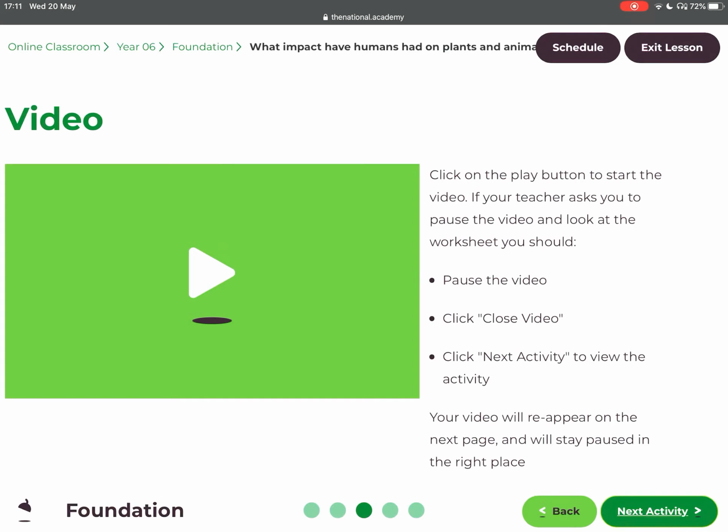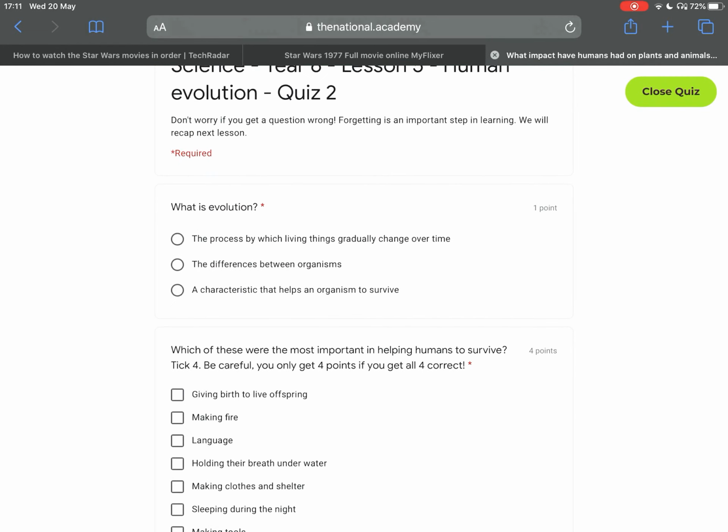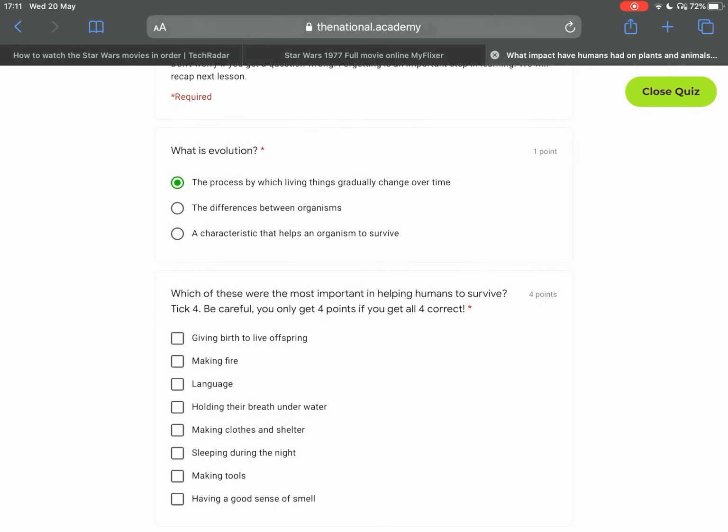What you're going to do in the video is first look at how humans evolved, then look at how humans made tools to survive, and then look at the impact that they've had. After that, you're going to have your exit quiz here. What is evolution? Evolution is the process by which living things gradually change over time.